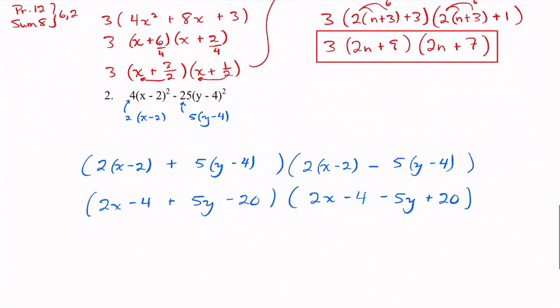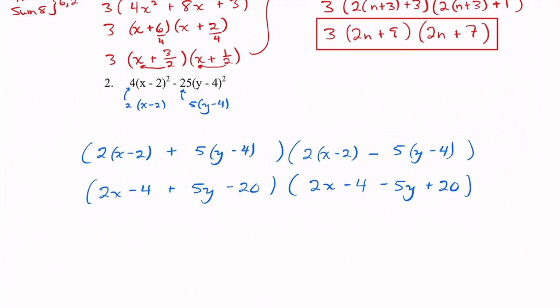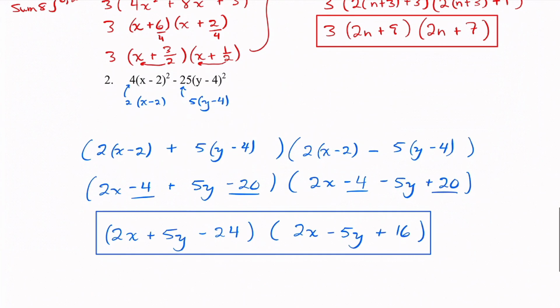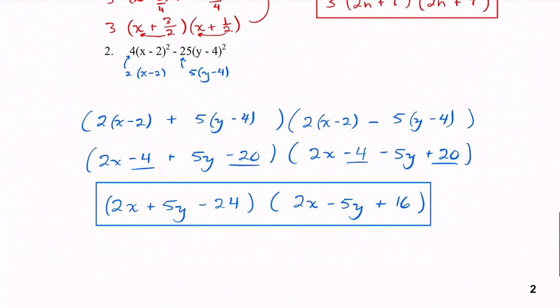And then inside the brackets now I can put the numbers together. Negative 4 and negative 20 can go together, and negative 4 and positive 20 can go together. So in the first one I got 2x plus 5y, and then putting my two numbers together I got minus 24. And in the second one I had 2x minus 5y, and then putting the two numbers together I get plus 16. So lastly, I'm just going to write our homework questions here now at the bottom.